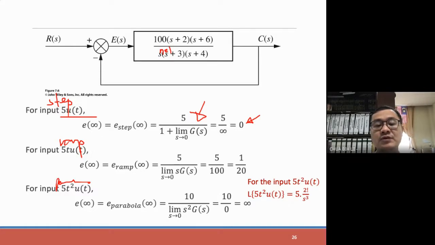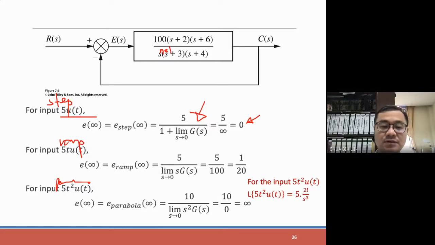As we can see, the same system gives 0 error when the step input is applied. We change the form of the input to ramp, then there is a finite steady state error. And when we change the input to a parabolic type, then we get an infinite steady state error.